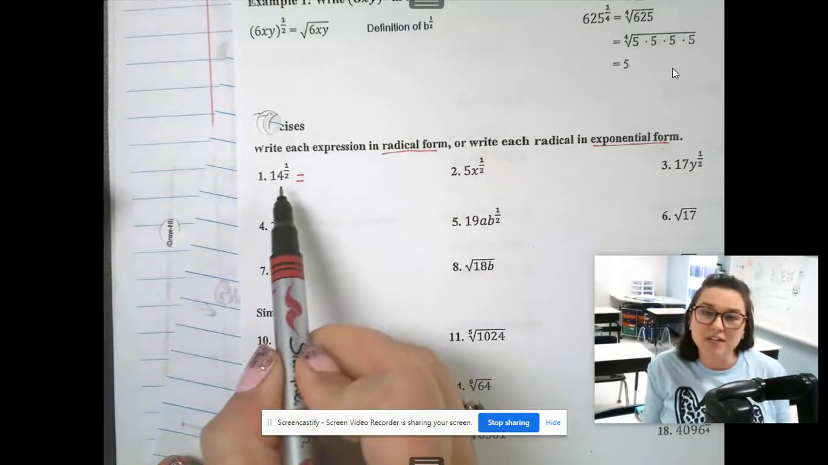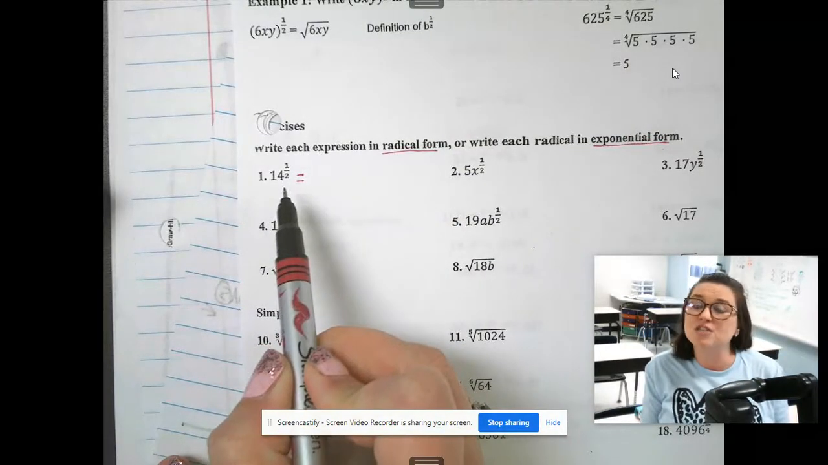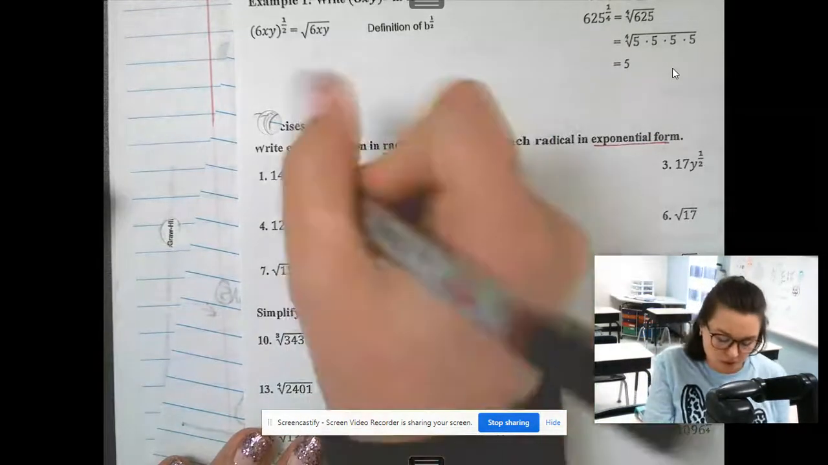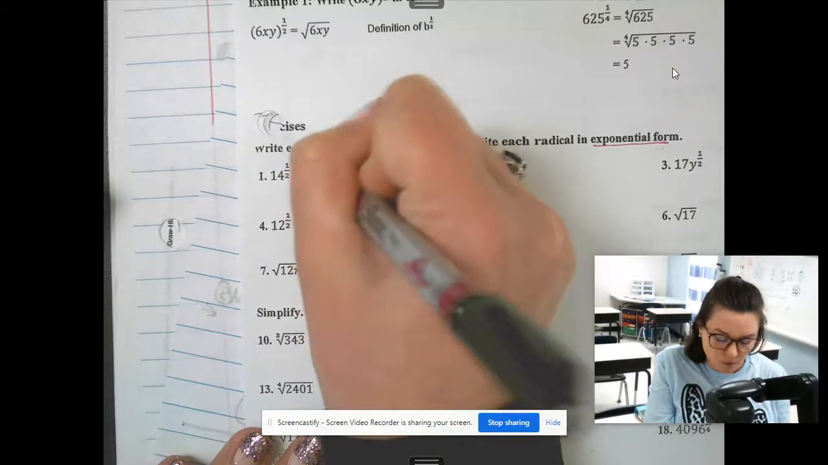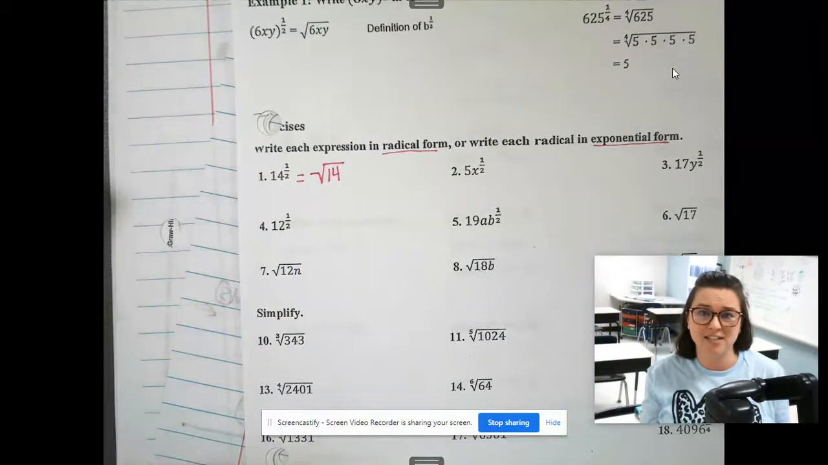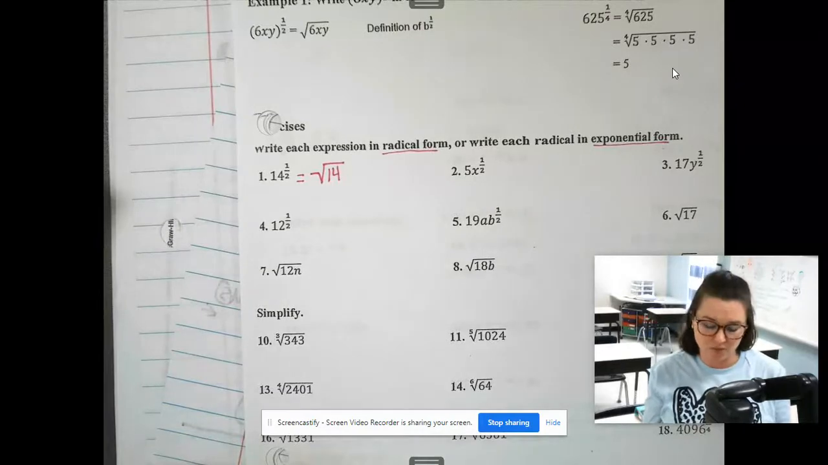So we're going to start here with this 14 to the 1/2 power. Remember, the denominator tells us what root we're taking. So this is the square root because it's just 2. When it's a square root, we don't put the little 2 in there. So this is just the square root of 14. They're not asking us to break that down. They're just asking us to rewrite it. So that's all we have to do.